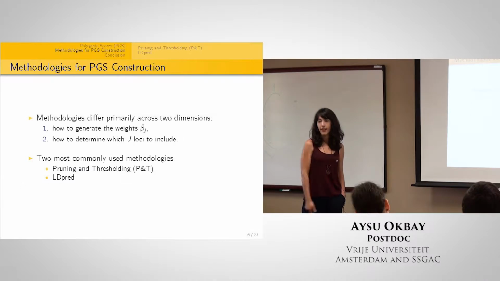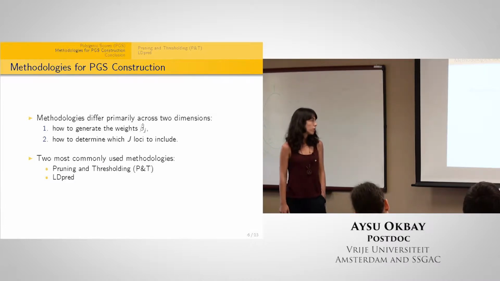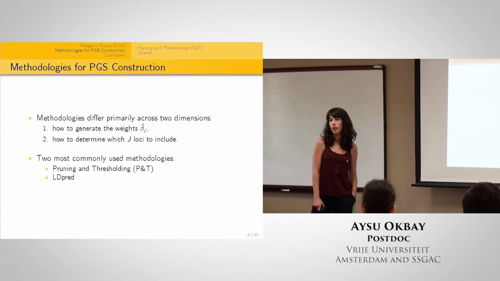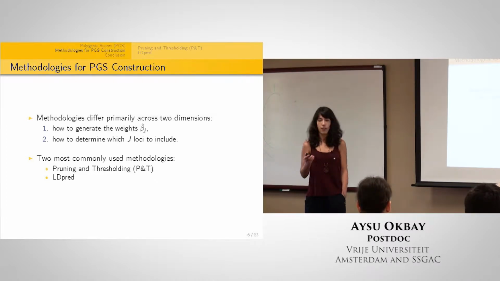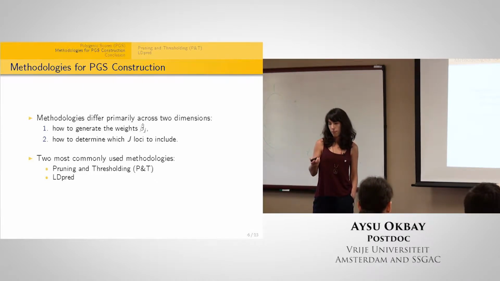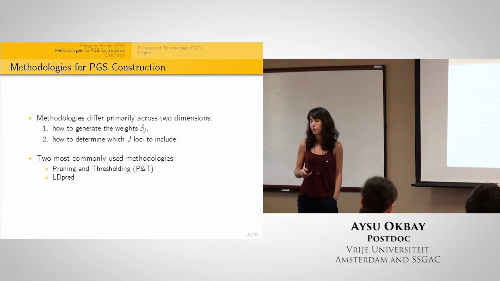And yeah, so methodologies mainly differ across 2 dimensions. One of them is how you generate the weights that you use to construct the score. And the other is how you determine which SNPs to include in the score. The 2 most common methodologies are, one is pruning and thresholding, which is probably what you know about, and the other one is LD-PRED. I'm sure there are other methodologies, but these are the ones that we're going to talk about.